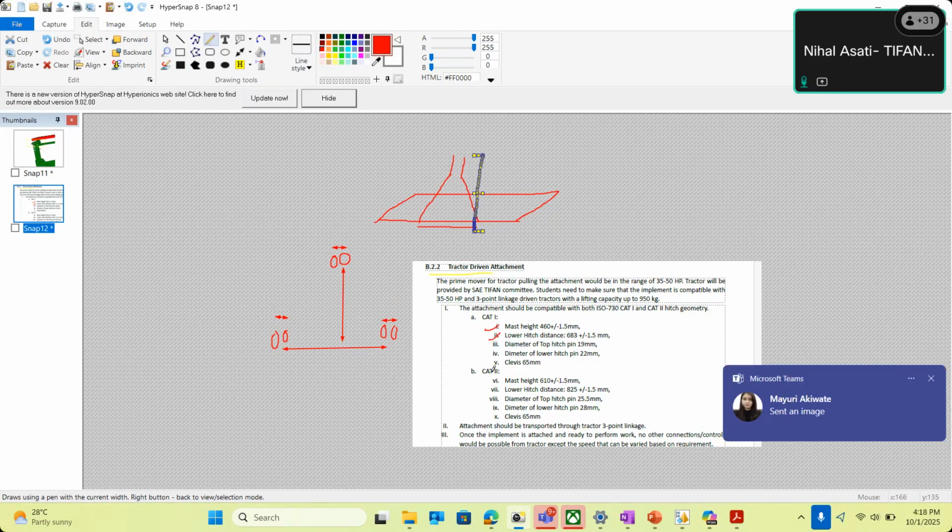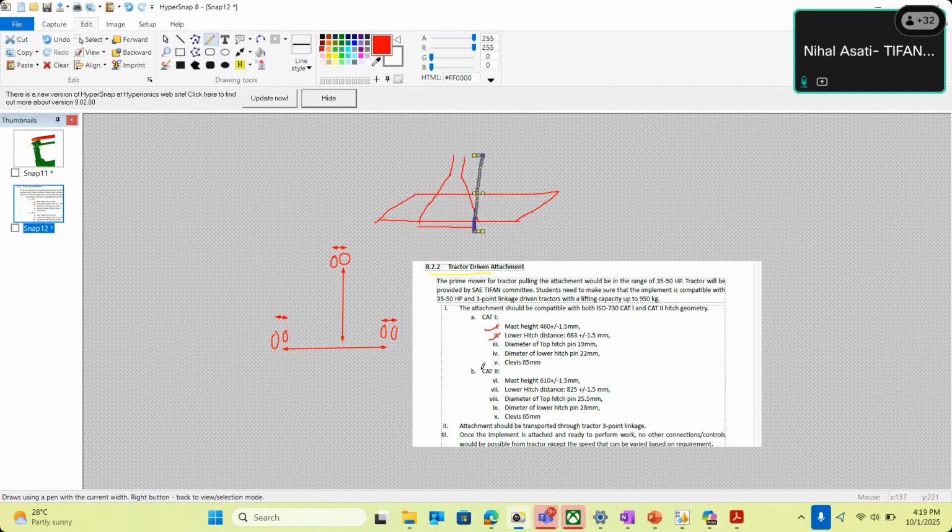And why do we say Cat 1 and Cat 2 compatible? Because when we are attaching to a tractor, we are not sure which tractor we will be provided with, and as per the Indian condition any tractor can be provided for tractor driven attachments. So for that we need to be compatible with Cat 1 and Cat 2, so you need to provide these attachments on your frame as per the mentioned dimensions.